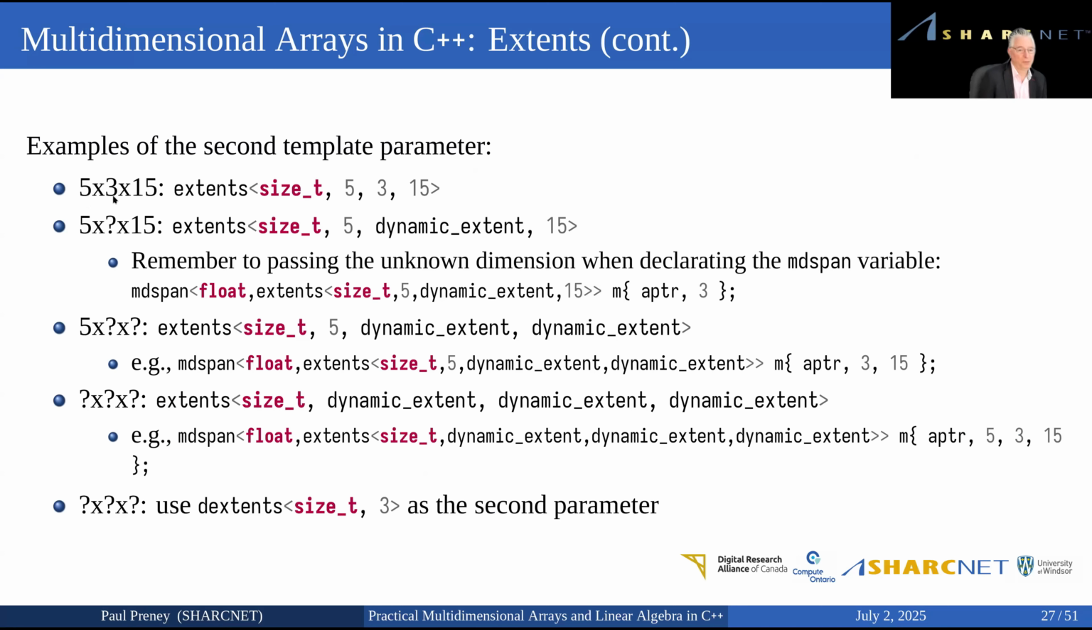Suppose you want 5 by 3 by 15. That's your dimensions: 5, 3, and 15. That's how big they are. Well, you would just write extents<size_t, 5, 3, 15>. Typically, size_t is an unsigned integer. Done.